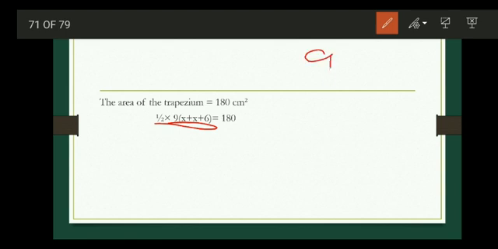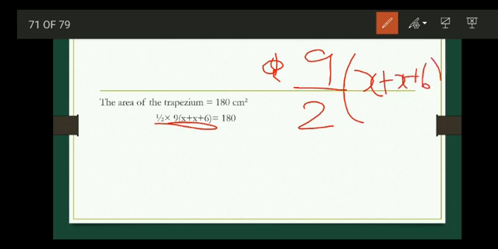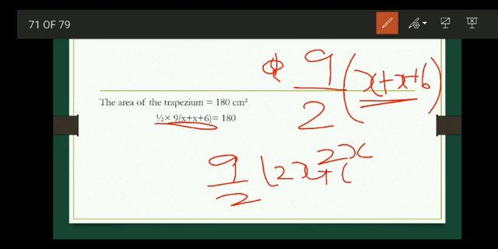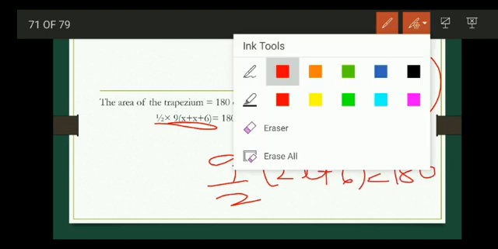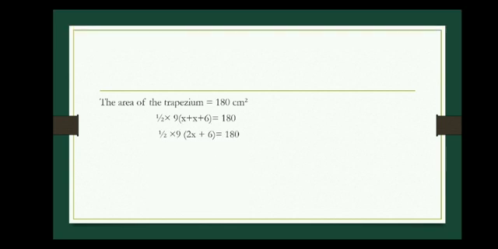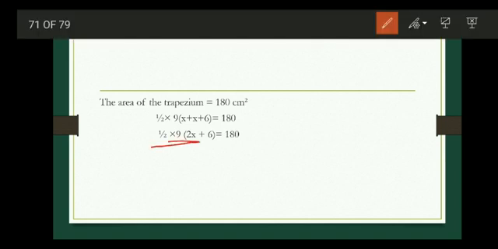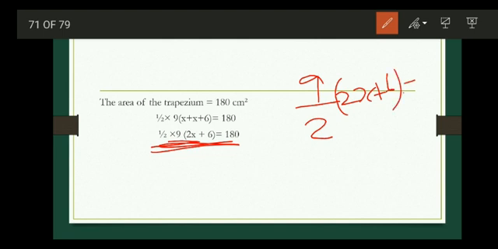It is nothing but 1 by 2 into 9, that is 9 by 2, into x plus x plus 6. So x plus x will be equal to 2x. So this will be 9 by 2 into 2x plus 6 is equal to 180. So here it is 9 by 2 into 2x plus 6 equal to 180.